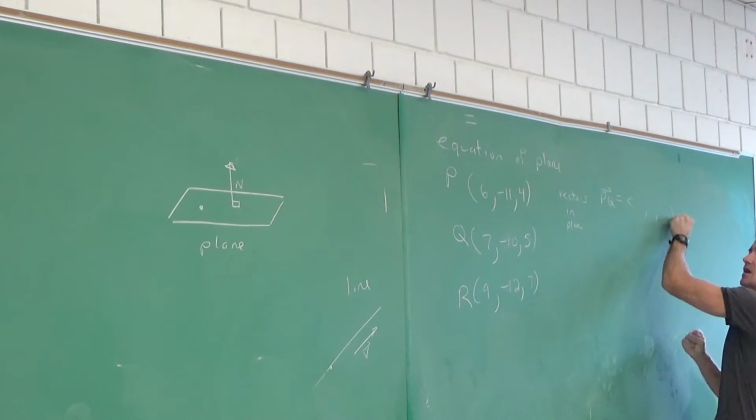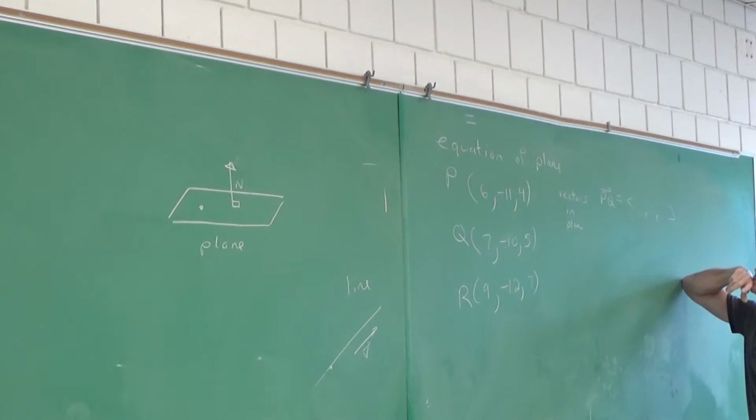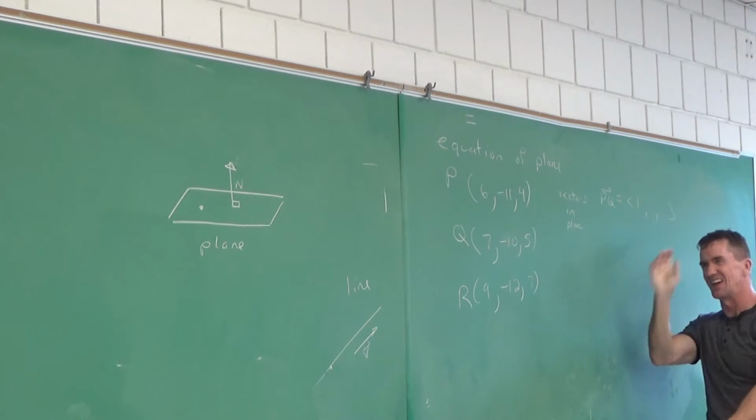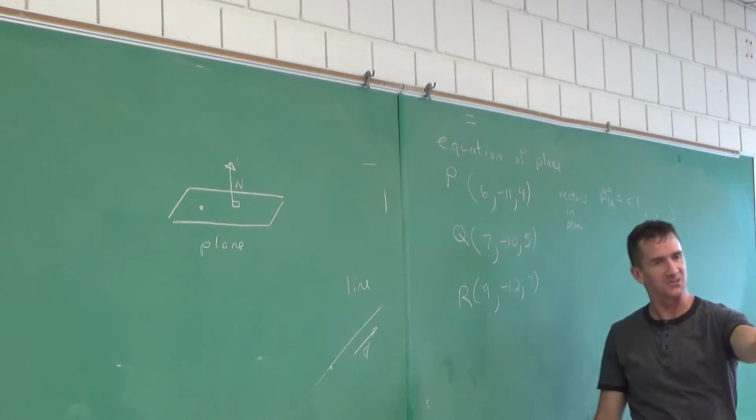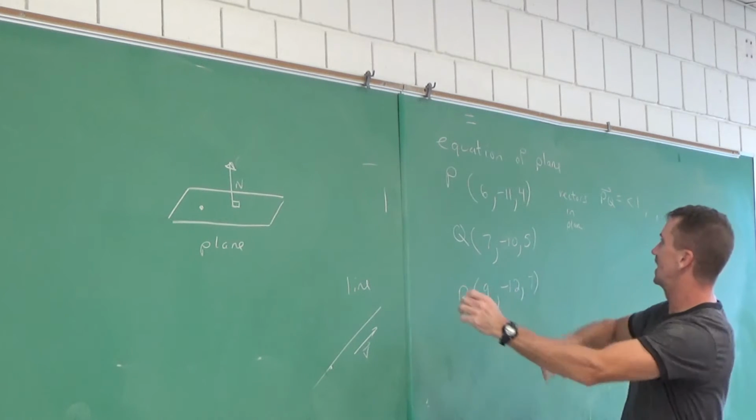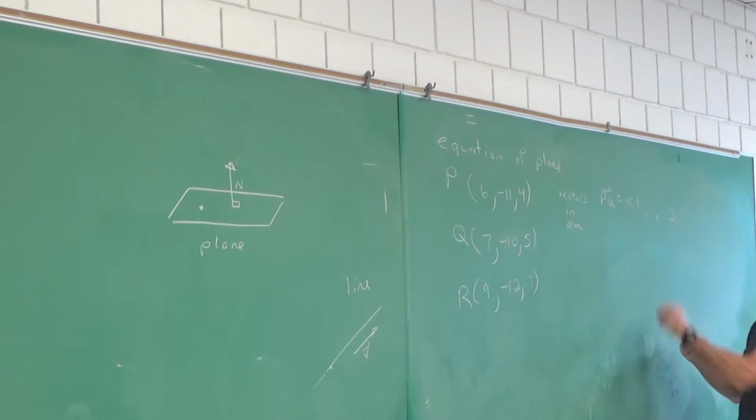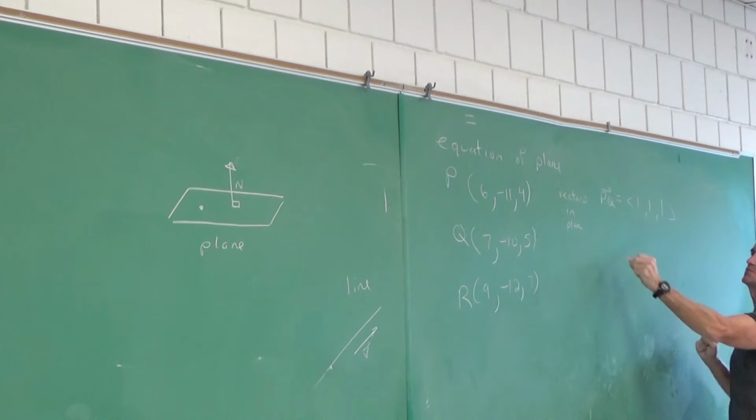Tip minus tail, right? 1. Here come the negatives. Negative 10, then 1. No, that's good. We like to deal with the negative. Negative 10, subtract negative 11 is 1. 5 minus 4 is 1. All right, what's PR?